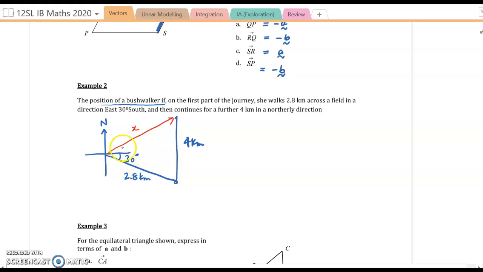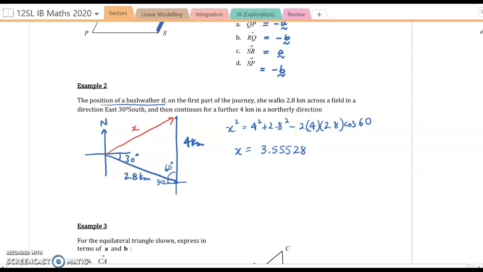Now we don't really have much to work with here, but if we look over here, I can construct another compass because that's in the north direction. These will be alternate angles, so that's 30 degrees, meaning this is 60 degrees. So using my cos rule, I'll have x squared equals 4 squared plus 2.8 squared minus 2 times 4 times 2.8 cos 60. Simplifying that and evaluating it in your calculator, you get 3.55528.